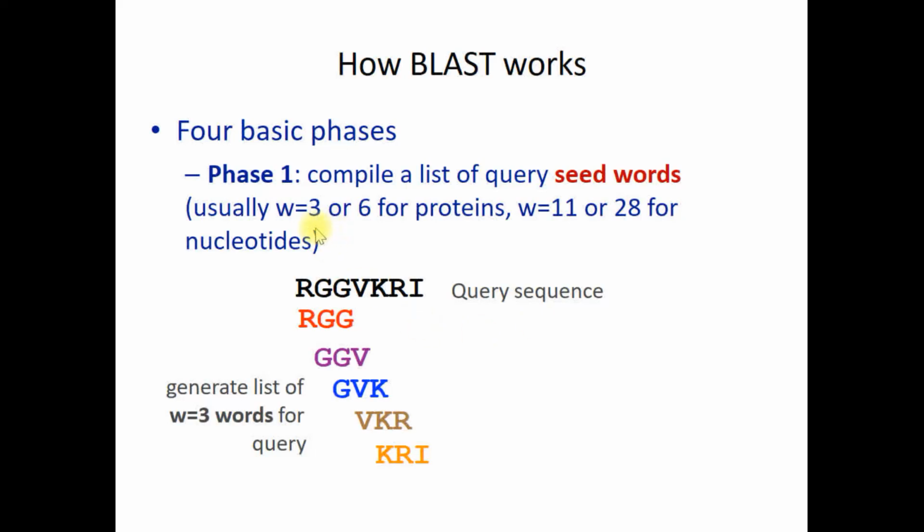Usually the seed word length is 3 for protein and 11 for nucleotide, and the latest versions increased it to 6 for proteins and 28 for nucleotide. For example, the query sequence RGGVKRI can generate a list of seed words as RGG, GGV, GVK, and so on, every time just shifting one position, one amino acid.